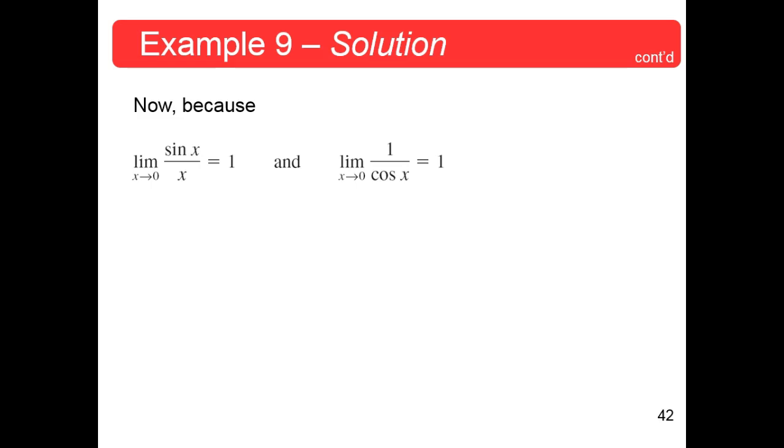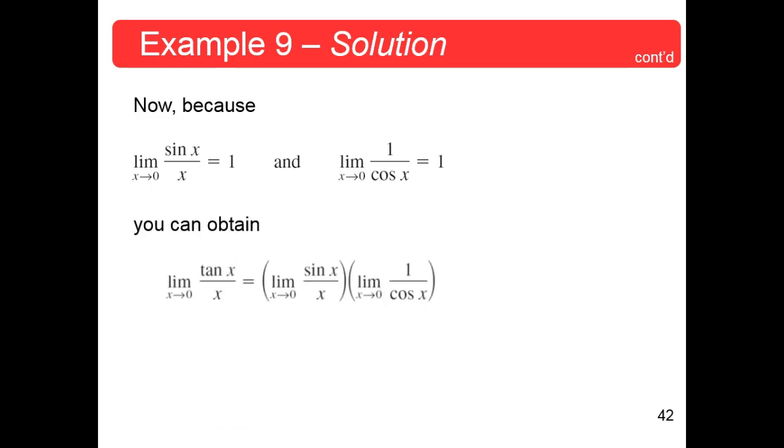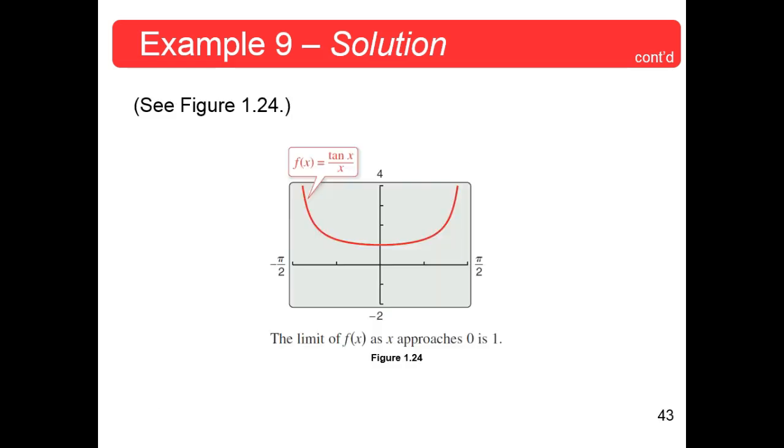And this one, just by plugging in, 1 over cosine of 0 is 1. So both of those limits are 1. Then the limit of a function which is a multiplication is the product of the limits. That limit's 1, that limit's 1, 1 times 1 is 1. Good deal. Make sense? Any questions? All right.